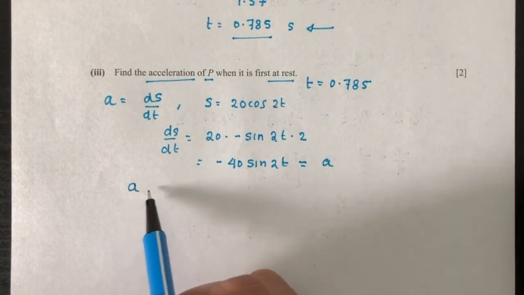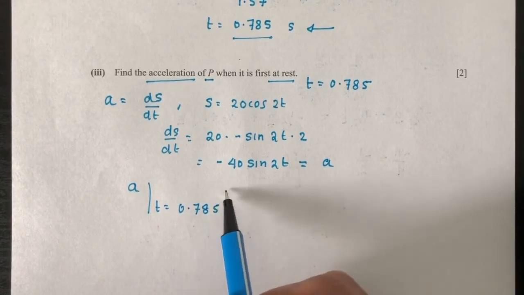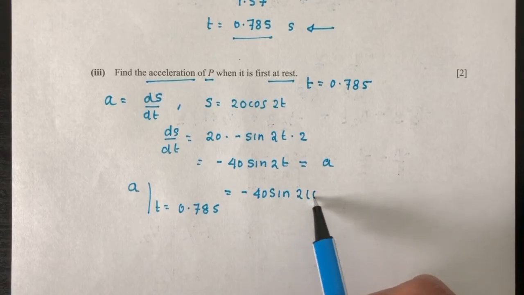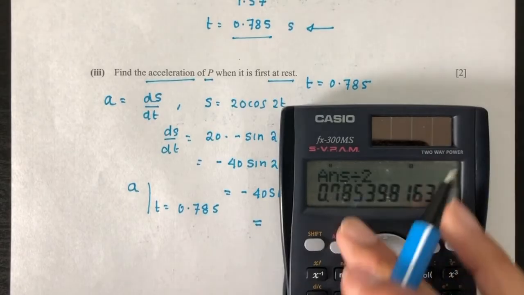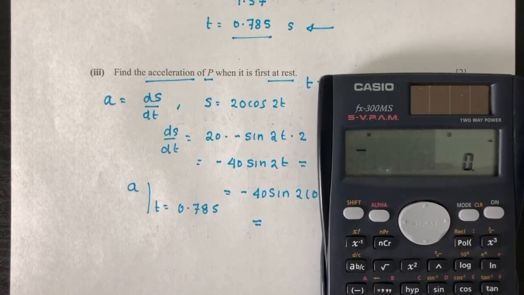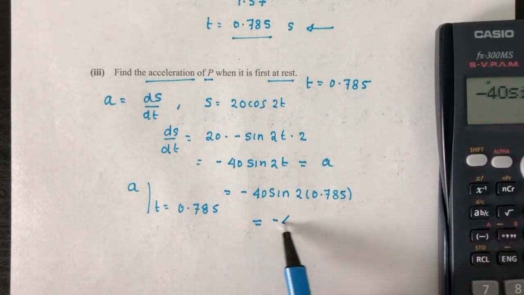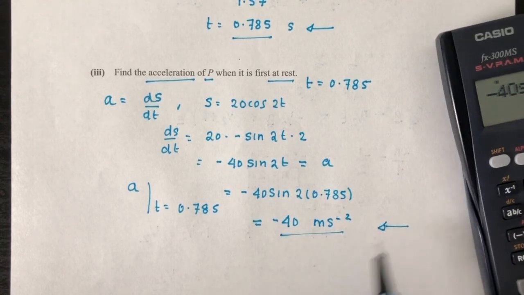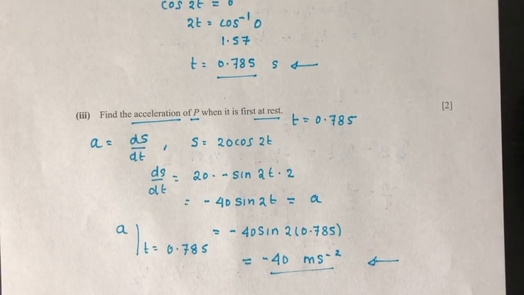Now you have to find the acceleration at time equal to 0.785. That will be minus 40 sine of 2 times 0.785. So let's find the value. What is this value? So minus 40 sine of 2 times answer. That will become minus 40 meters per second square. This will be the acceleration at time equal to 0.785.